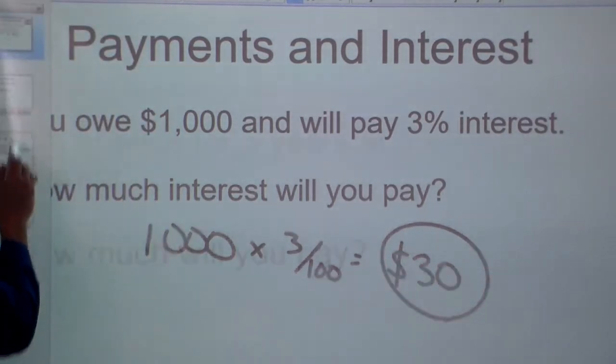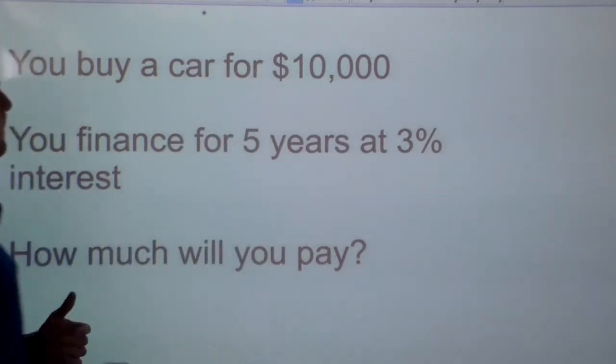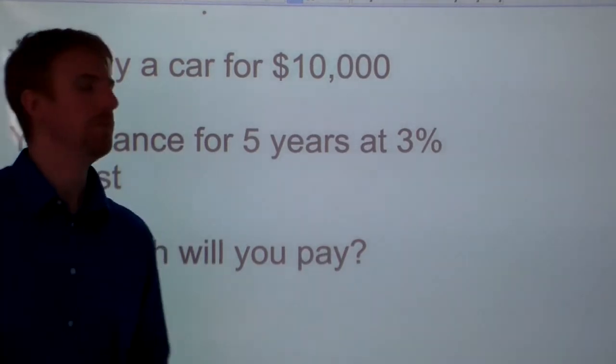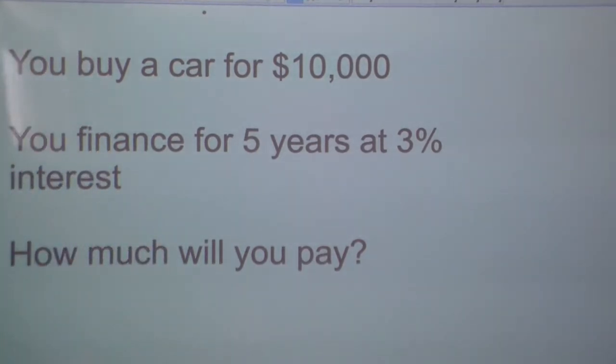So let me pose a question to you to think about. Let's suppose you're going to buy a car for $10,000, so not a super expensive car, but definitely not cheap either. You're going to finance this thing for 5 years, and you're going to get 3% interest, which is honestly pretty good. If you can get 3% interest, that's a pretty good deal. So how much will you pay?